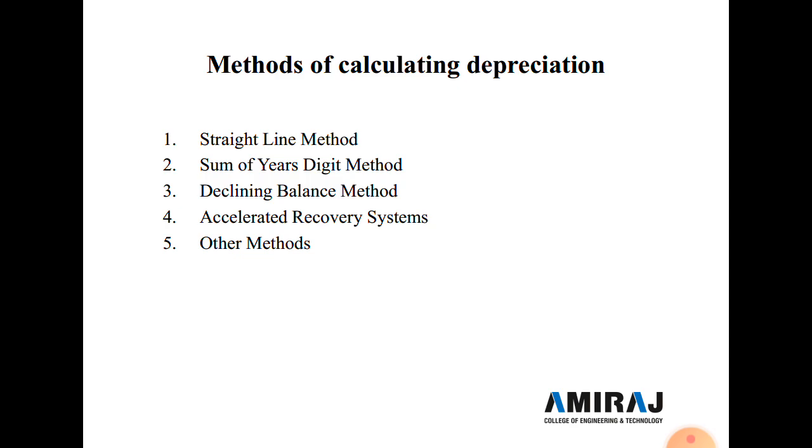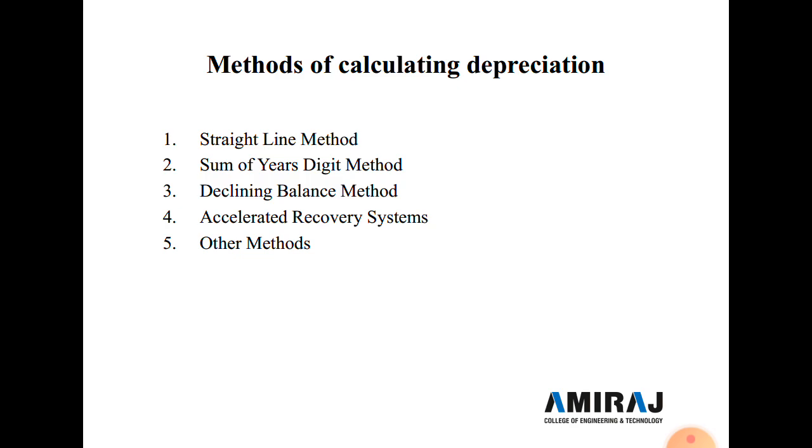Now the next method is the sum of year digit method. In the sum of year digit method, it is assumed that the book value of the property or equipment decreases at a decreasing rate. Clear? Like if the equipment life is 8 years, first the sum of the years is computed as 1 plus 2 plus 3 plus 4 plus 5 plus 6 plus 7 plus 8, meaning the summation of the 8 years.